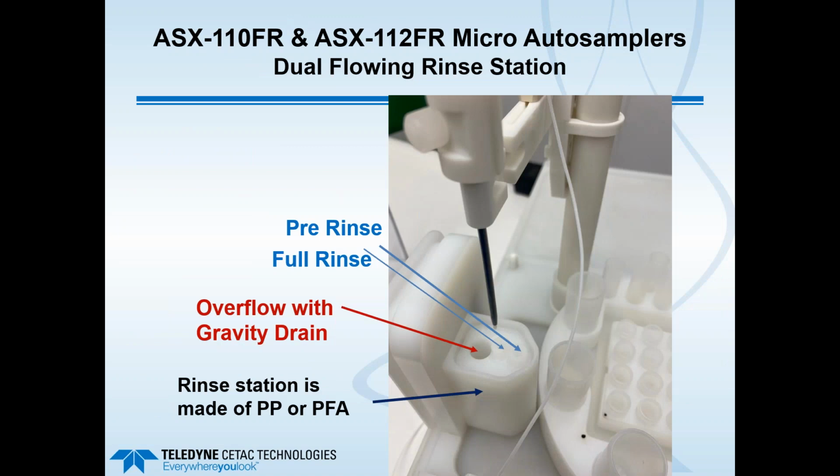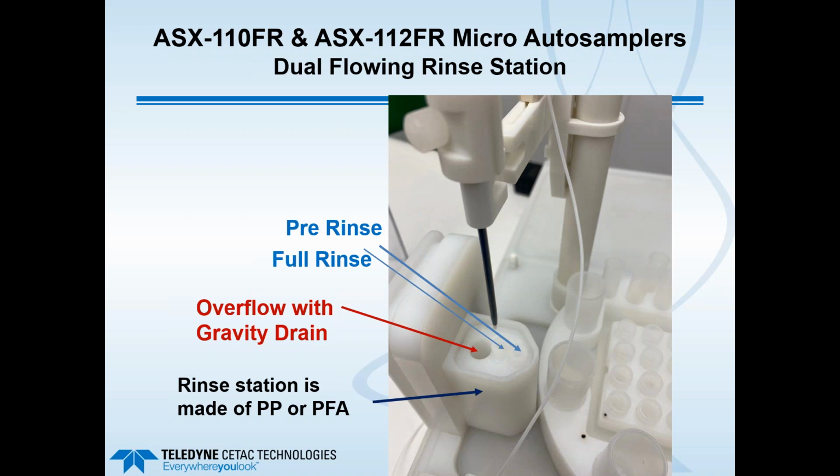So this next slide is a closer view of the dual flowing rinse station, and the blue arrows denote a pre-rinse and a full rinse, and we'll see this in the short video that we'll have. The pre-rinse is the first port that the probe would dip into for a few seconds. Pre-rinse is usually supplied with deionized water, but it could be, say, an acid solution. Full rinse is typically an acid solution such as dilute nitric acid or dilute nitric acid HCl mix to actually wash out the sample before you move to the next.